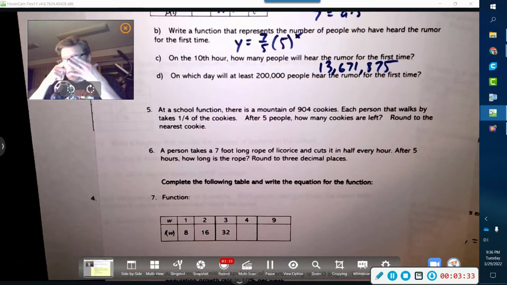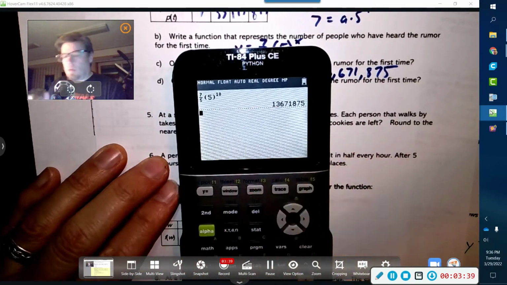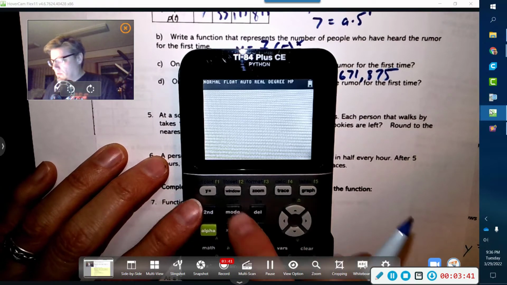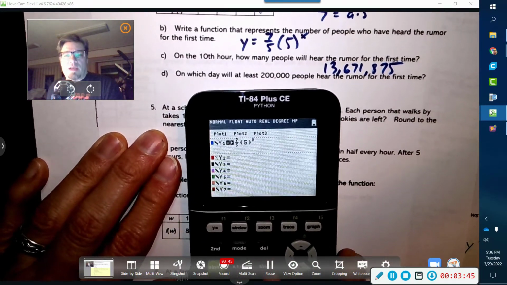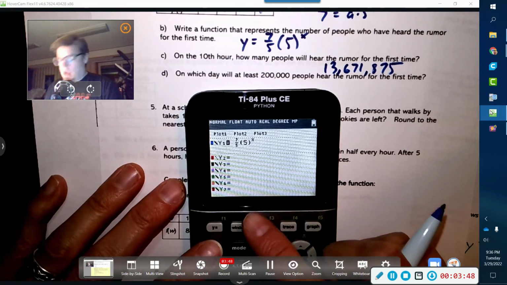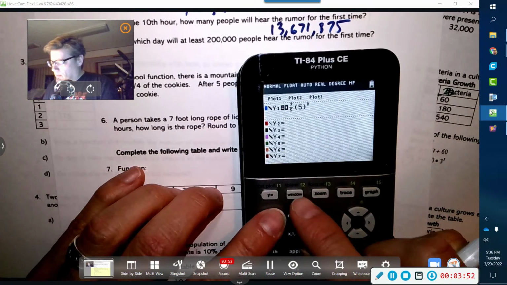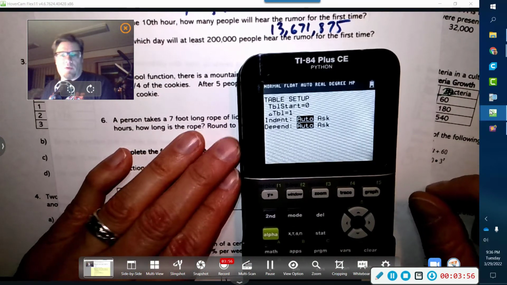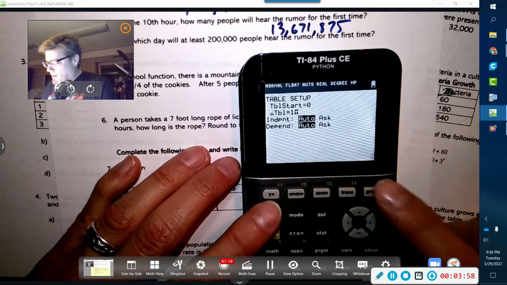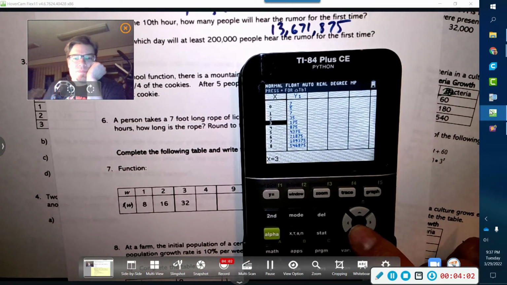All right. So, well, my eyes are getting dry. On which day will at least 200,000? Now, this is going to be similar to what we were doing with the bacteria, right? We want to type in our function here, and I have it already, and I want to know when it equals 200,000. So I'm going to actually go to my table set, find a good place here. I'm going to go to table set, and I'm actually going to start off at 0, and I'm going to go up by 1, okay? So now I'm going to go to my table.